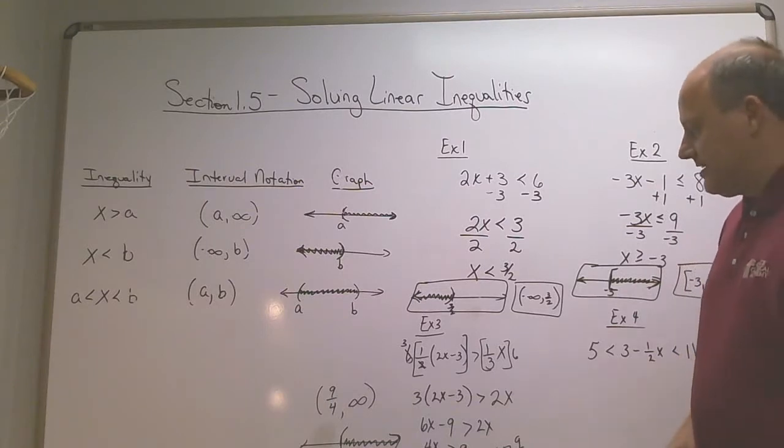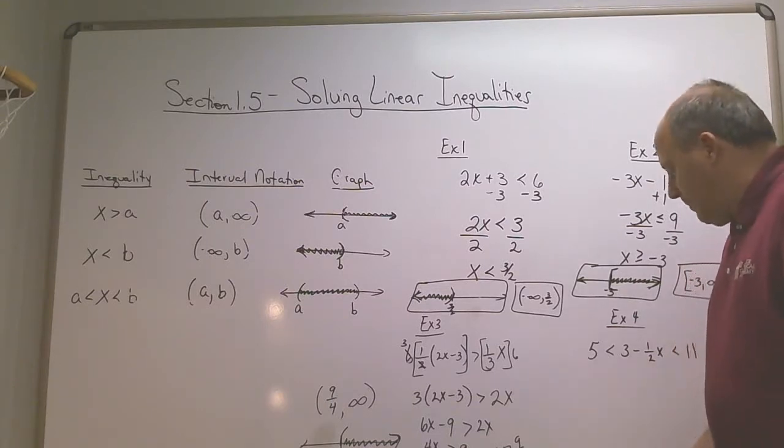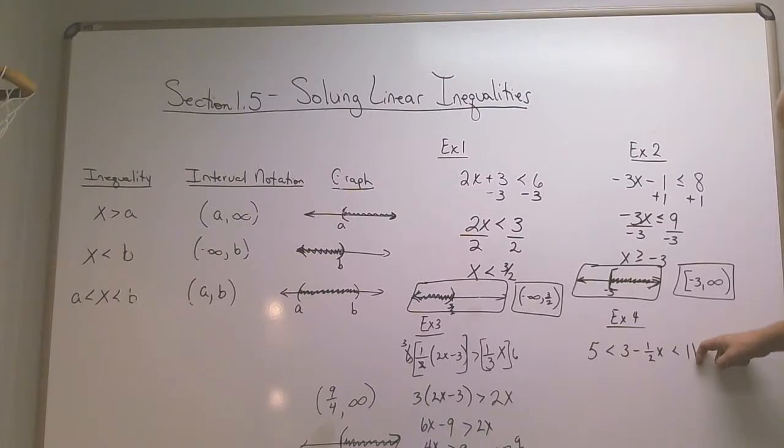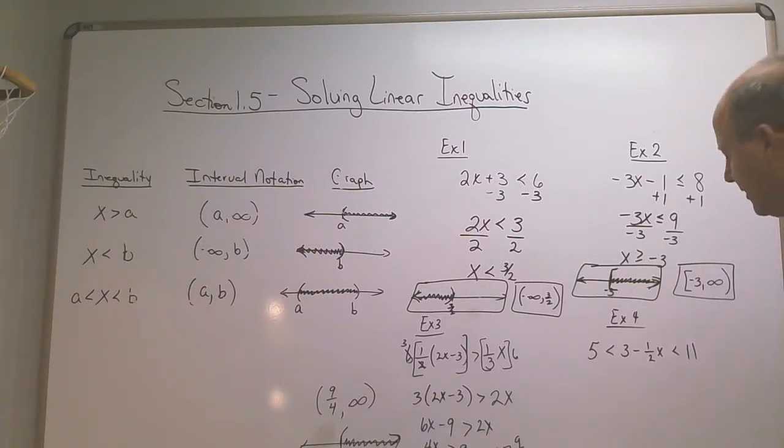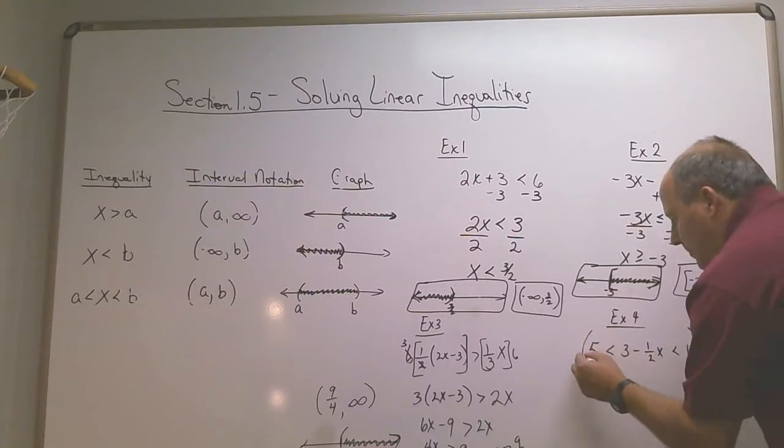So that's example 3. In example 4, okay, the first thing I see is another fraction. So I put that fraction on purpose because I know students have trouble with that. So the first thing I'm going to do is multiply both sides by 2. Everything by 2. Look what happens.